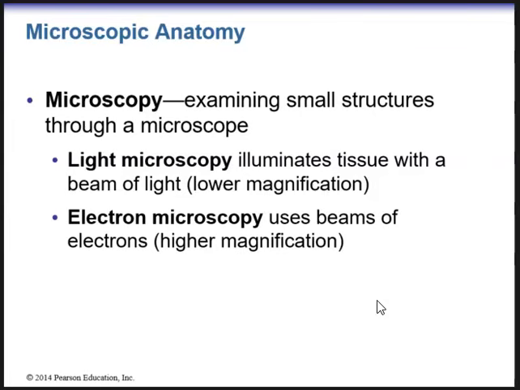But anyways, so microscopy is examining small structures through a microscope, and we have different types of microscope. We have a light microscope, or light microscopy, which illuminates tissue with a beam of light. This occurs at a lower magnification. And then we have electron microscopy, which uses beams of electrons, and we can see things at a higher magnification.